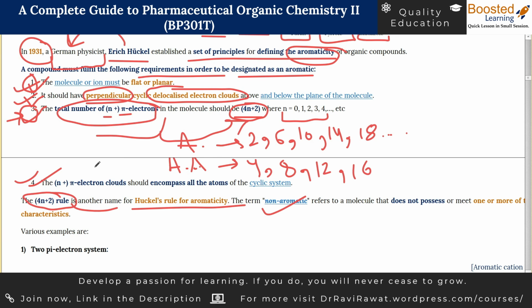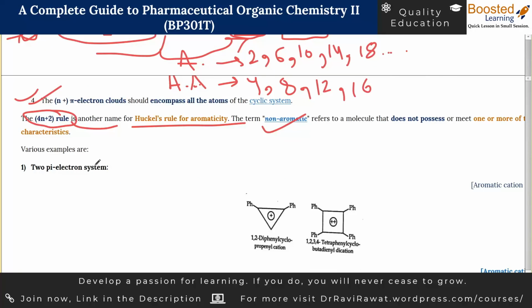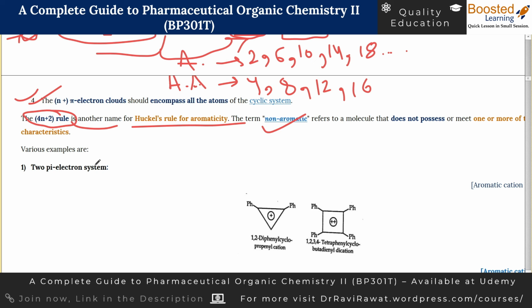So that's it for this session. In the next session, we are going to cover the examples of molecules which are aromatic and which are not aromatic. Such types of questions are asked in competitive exams, so the next session becomes very important from the competitive exam point of view.